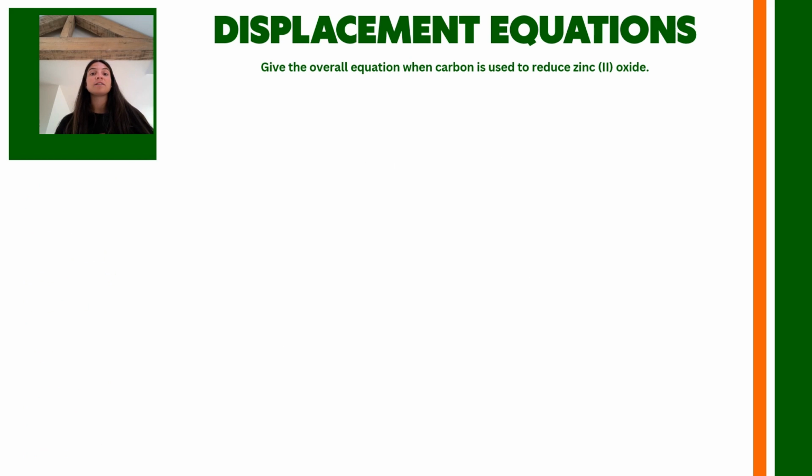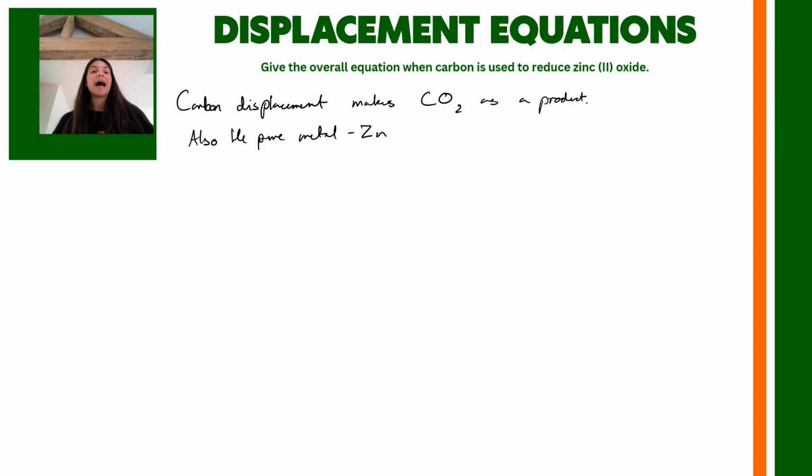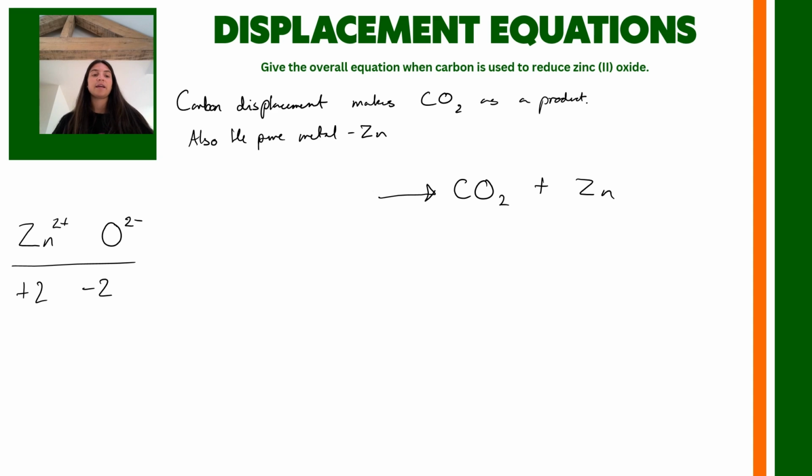Okay, let's have a look at our displacement equation. So give the overall equation when carbon is used to reduce zinc oxide. So the products that I'm going to get from this are CO2 as a product, and also the metal that I wanted to extract, zinc. And so I can write those products on the right-hand side, CO2 plus zinc.